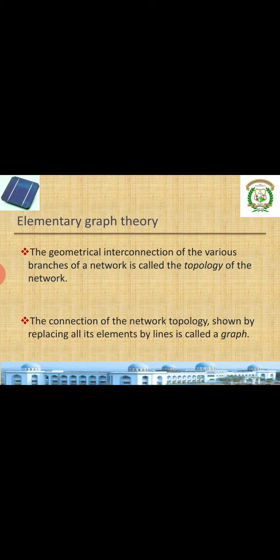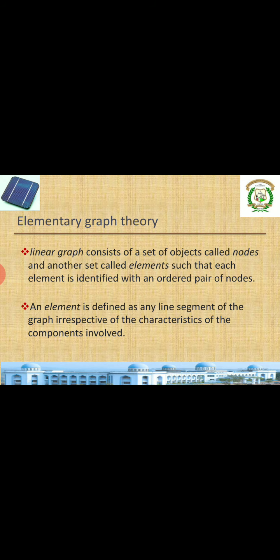This is called a graph. The linear graph consists of a set of objects called nodes and another set of objects called elements, such that each element is identified with an ordered pair of nodes. One element usually terminates at a node, or one element is connected between two nodes.